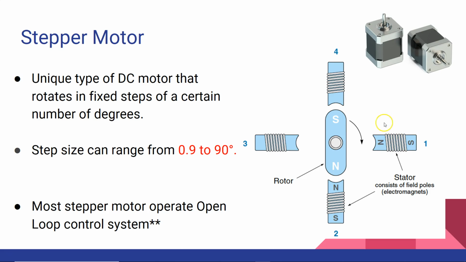So here in this picture, let's see what will happen if the field poles are energized. In that situation, the rotor will move in such a way that it will try to align itself with the energized magnetic field poles. So if the field magnets are energized one after the other around the circle, the rotor can be made to move in a complete circle. And they move in steps based on the pulse sent to the stator winding.